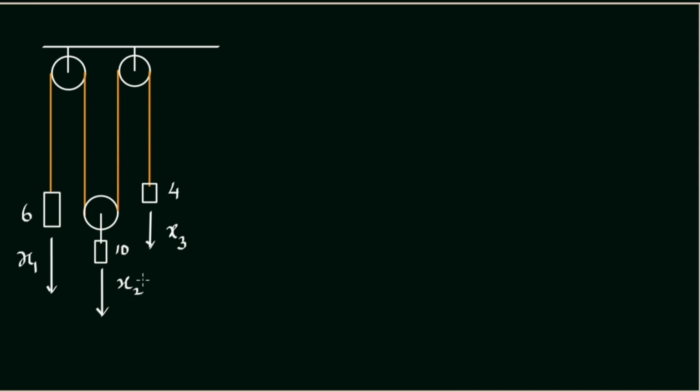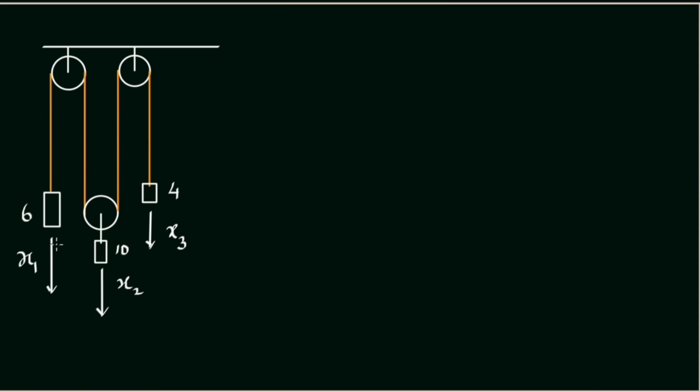Now all three will not move down. Clearly, at least one or two of these x's is going to turn out to be negative, which means that those blocks actually move upward. But all we are doing is defining the displacements positive downwards so that if they turn out to be negative, they are actually moving upwards.